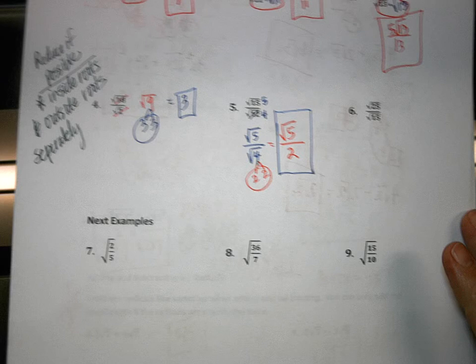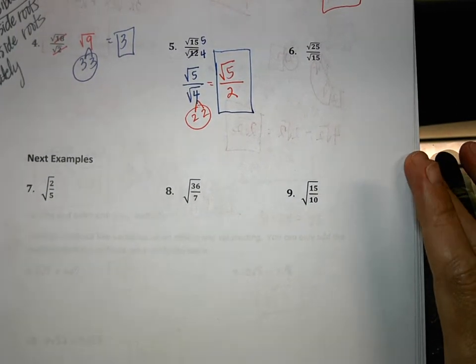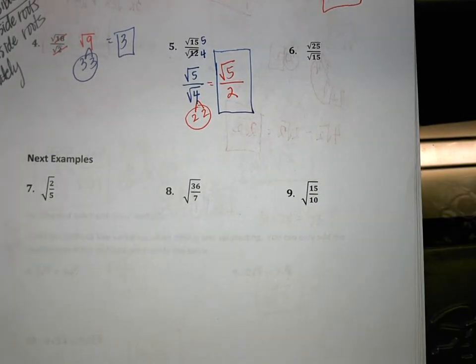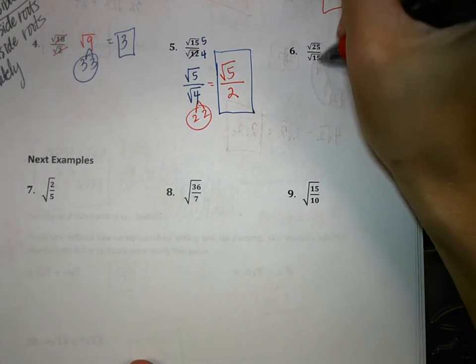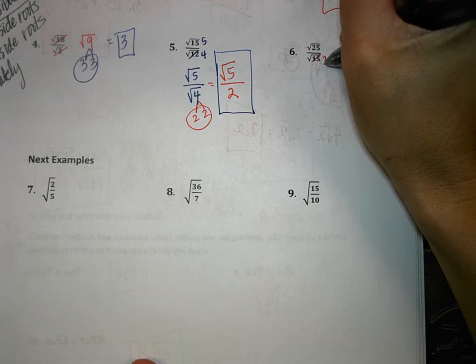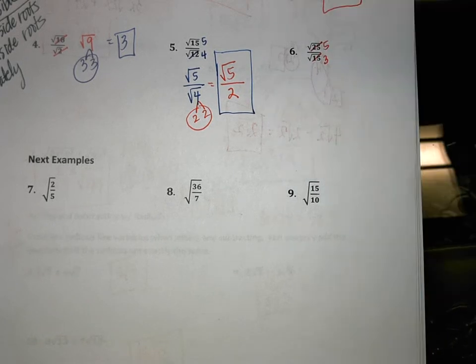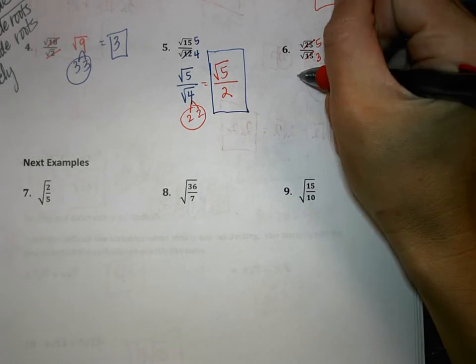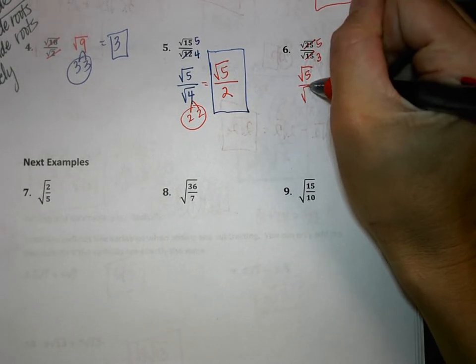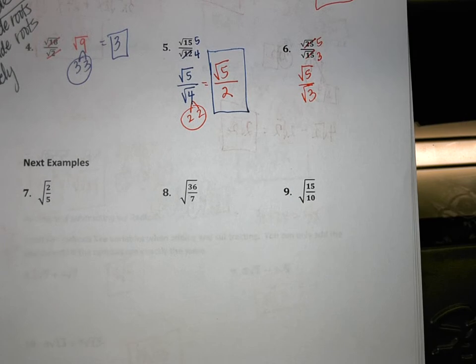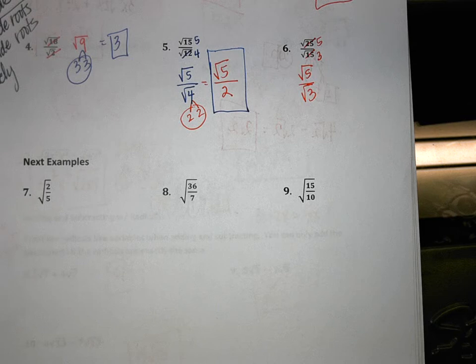Number 6. What will I do first on number 6? Simplify. What can go into both terms? Very good. So 5 goes into 13 3 times, and 5 goes into 25 5 times. Very good. So right now, I'm going to rewrite this. I have root 5 over root 3. Is that okay? No. What's wrong? We have a root in the denominator, so we need to rationalize the denominator. How do I do that?